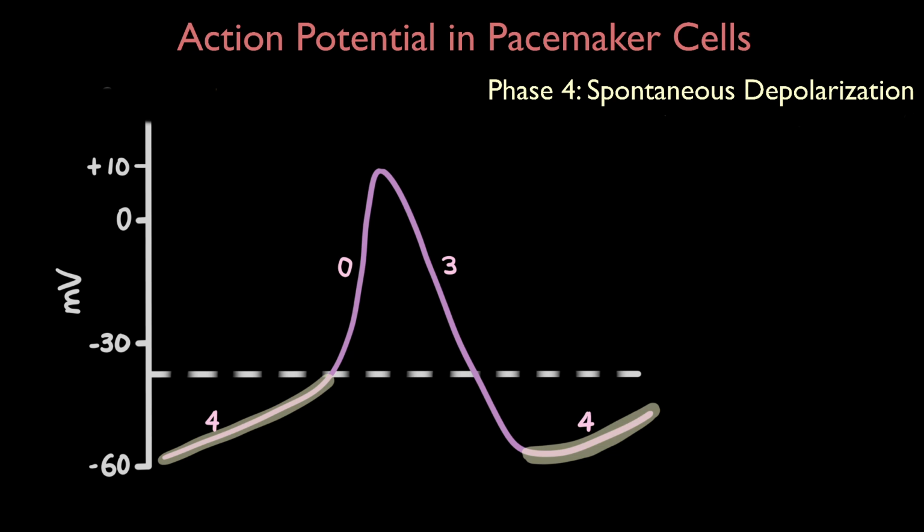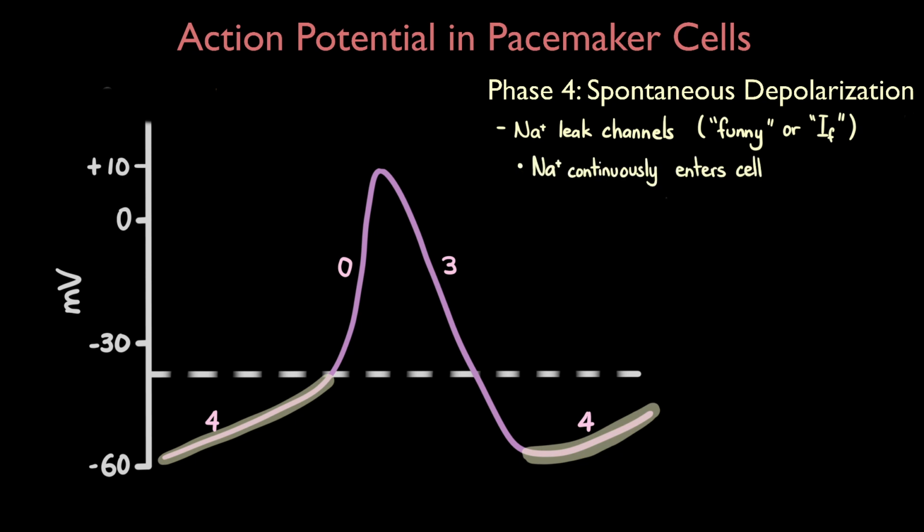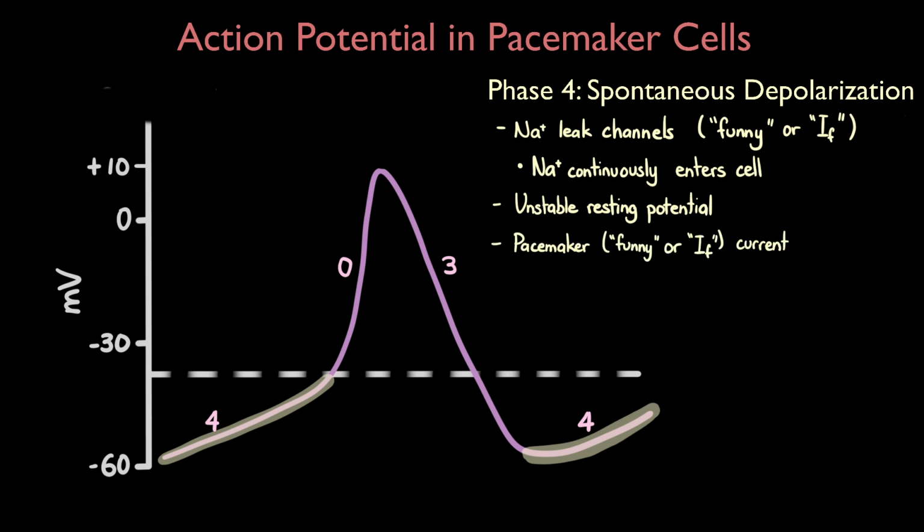This phase is called the spontaneous depolarization phase. The SA node has special sodium leak channels called funny channels, or IF channels, that slowly leak sodium ions into the cell, hence the slow upward trend in the membrane potential. Since the membrane potential continuously and gradually becomes more positive, the membrane potential in the SA node is never fully at rest, and so it is said to have an unstable resting potential. This slow positive increase in voltage is also called the pacemaker current or funny current.